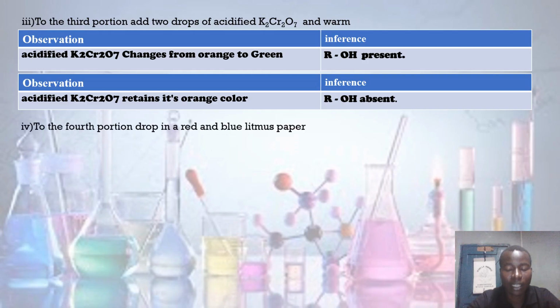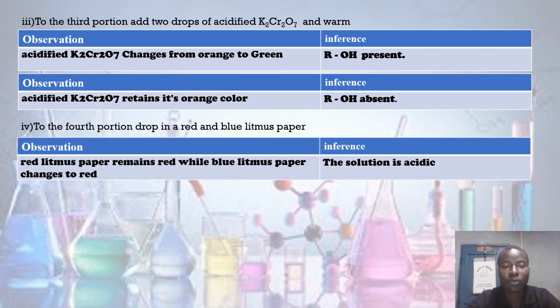The next test, we can use a red and a blue litmus paper. If you have the red litmus paper remaining red while the blue litmus paper changes to red, it will imply that the solution is acidic. Remember, the litmus papers can only tell us that the solution is either acidic or basic. So if the red litmus paper remains red and blue litmus paper changes to red, it implies that the solution is acidic.